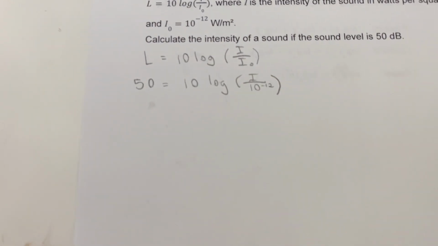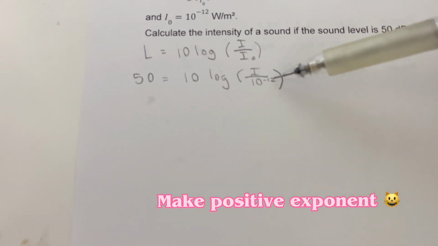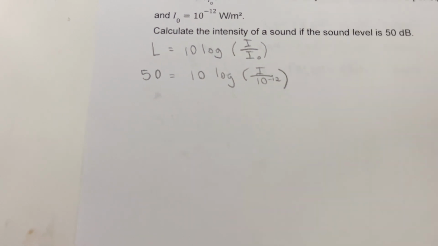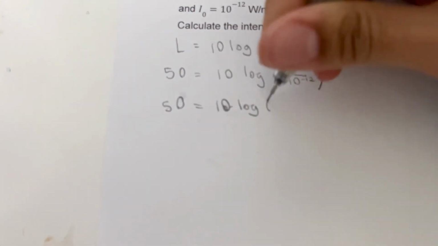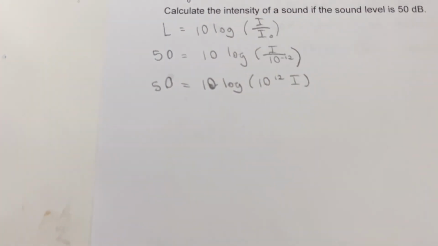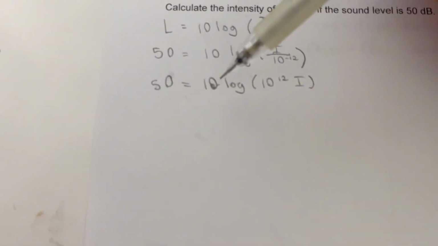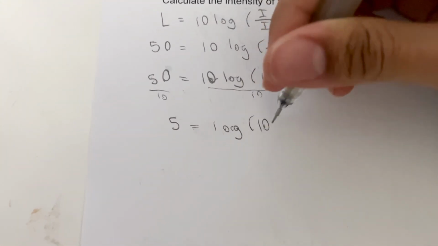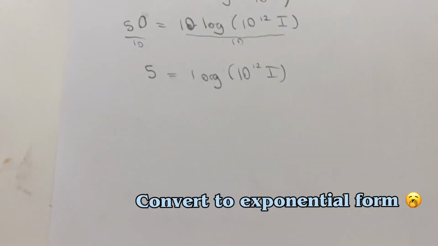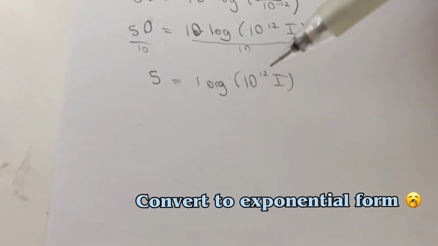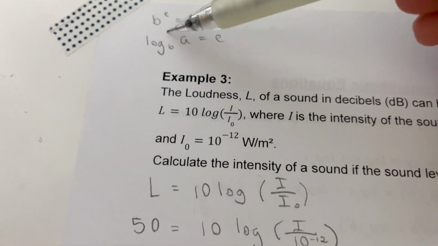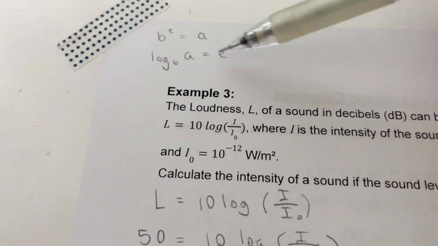First thing we can do is actually make the 10 to the negative 12 positive by moving it to the numerator. So 50 equals 10 log (10 to the 12 times I). So after this, what we can do is divide both sides by 10 to get rid of this 10 here. So divide by 10, divide by 10. So 5 equals log (10 to the 12 times I). Our next step is to convert this to exponential form. And I have written down here the base exponent equals a, log base a equals exponent. So our base is 10 and our exponent is 5.